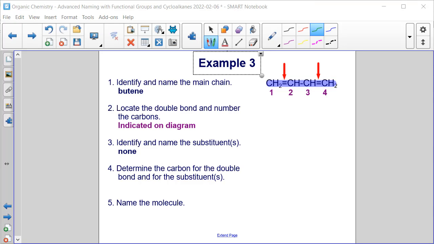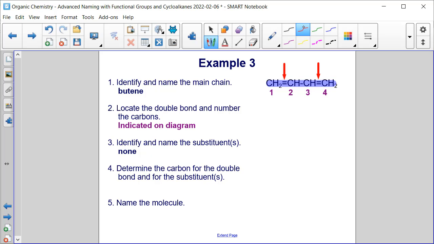After that, we determine the carbon for the double bonds and for the substituents. So in this case, we just have 2 carbons. And we got to pick the lowest number. So if this is my double bond, the first one is carbon 1. And my second double bond, it's between carbon 3 and 4, so carbon 3. So carbons 1 and 3 are the double bond carbons. And there are no substituent carbons, so we don't have to worry about those.